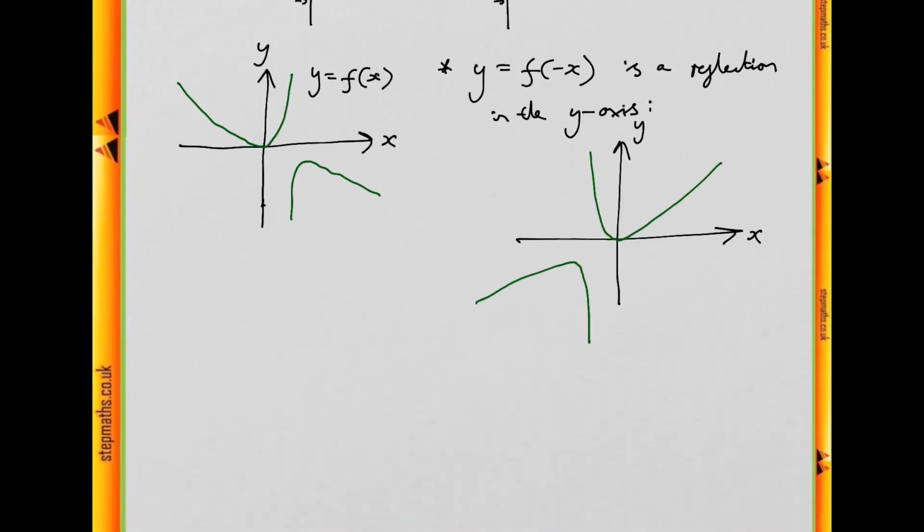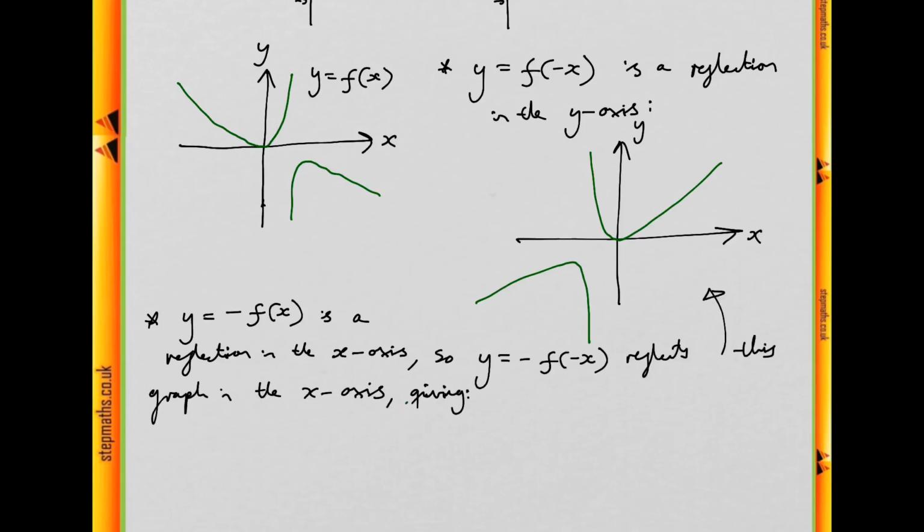Now what about the other transformation? y is minus f of x. That's a reflection in the x-axis, because now all your y values become minus what they were before, i.e. you flip them all down here, or if they were down here, you flip them all up here. So if we think about y is minus f of minus x, then that's just a reflection of our previous diagram in the x-axis. So to get the result we want, we can just flip this one in the x-axis.